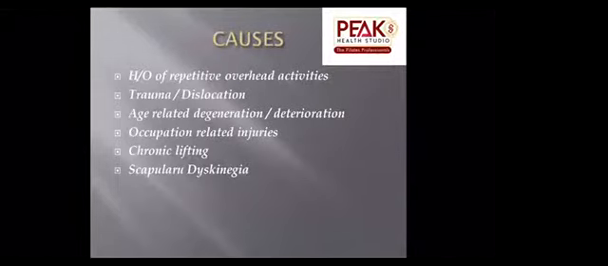So causes of it. A history of repetitive overhead activities, trauma or dislocation. Trauma in the sense of an outstretched hand, landing on the wrist, impact on the shoulder, getting the impact on the shoulder muscles, getting injury to the rotator muscles. And during dislocations, in anterior or inferior dislocations, the muscle gets altered from its position, getting injured.